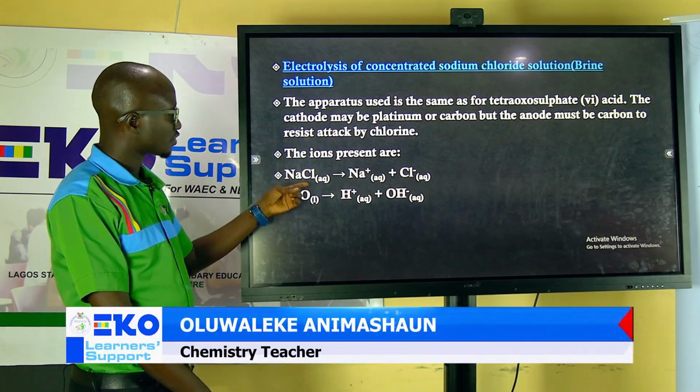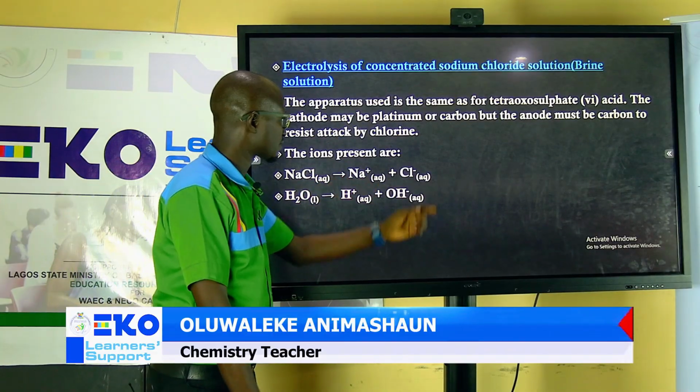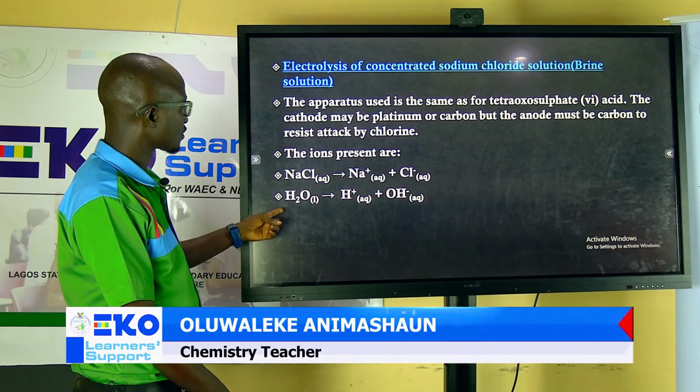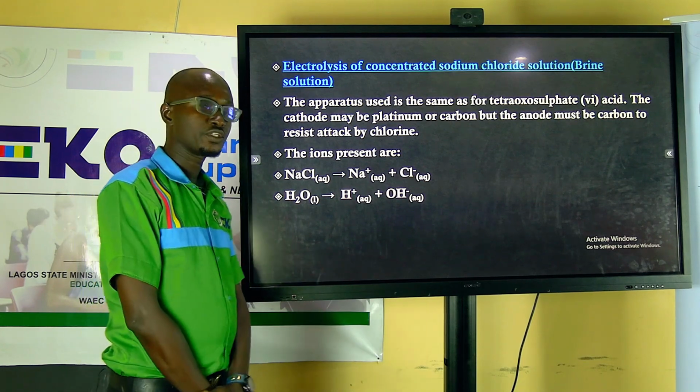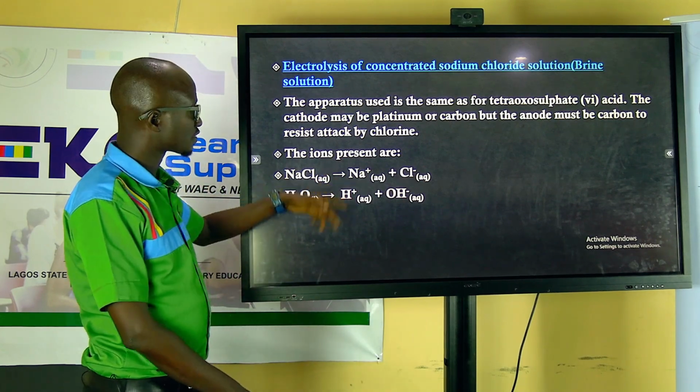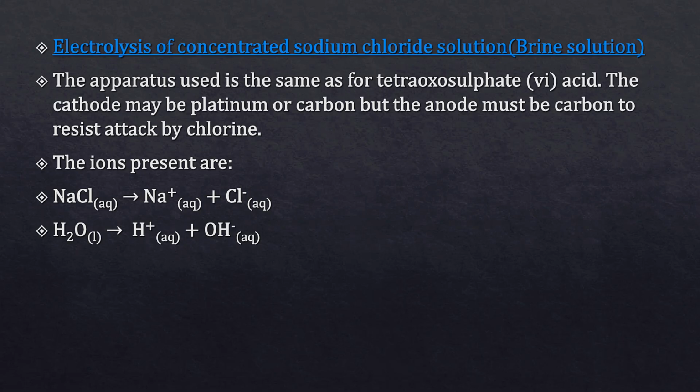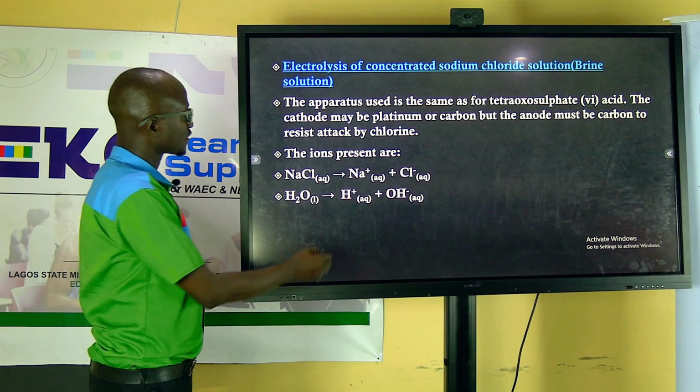So NaCl dissociates to give you Na+ and Cl-. Water dissociates to give you H+ and OH-. Unlike the previous one we did, this one has 2 distinct cations as well as 2 distinct anions. So how do we carry it out? Let's move on.